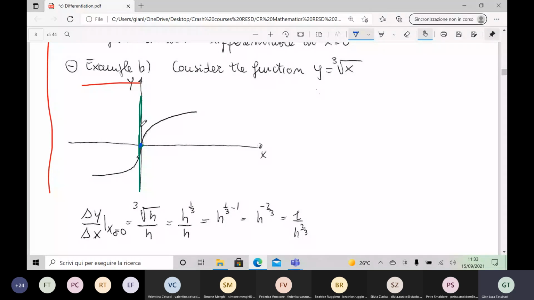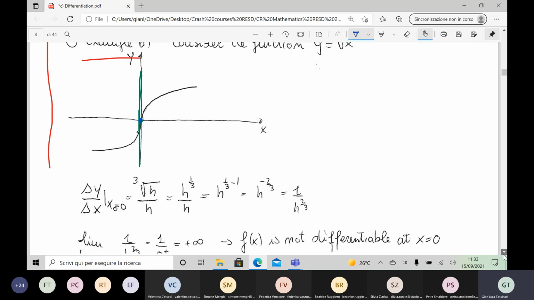in the previous case, the derivative does not exist because you have, in theory, two tangents. Here, it does not exist at this point only because the tangent is vertical. So at a point in which the tangent is vertical, a function is not differentiable. At points in which you have a right tangent and a left tangent, the function is not differentiable.